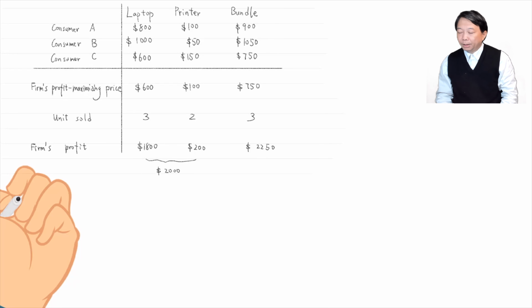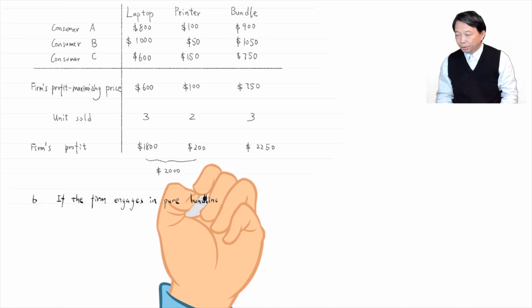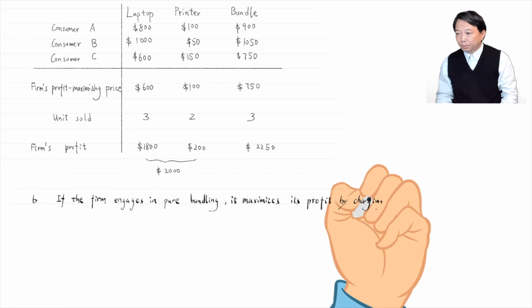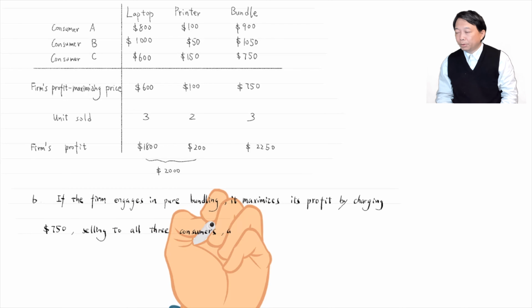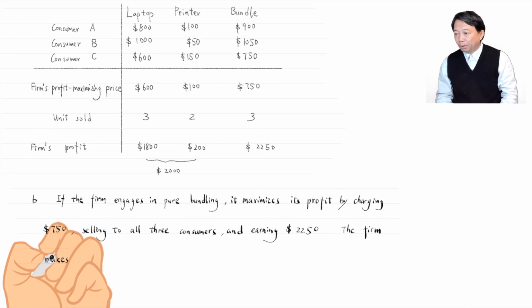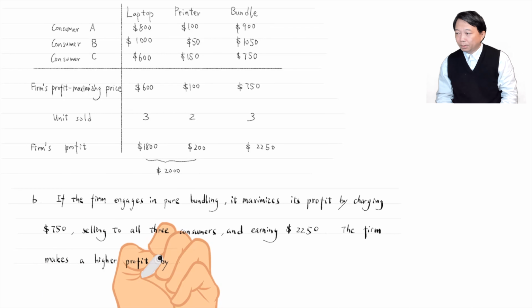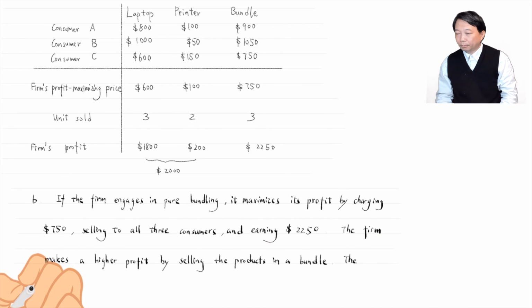If the firm engages in pure bundling, it maximizes its profit by charging $750, selling to all 3 consumers, and earning $2,250. The firm makes a higher profit by selling the products in a bundle. The consultant is right.